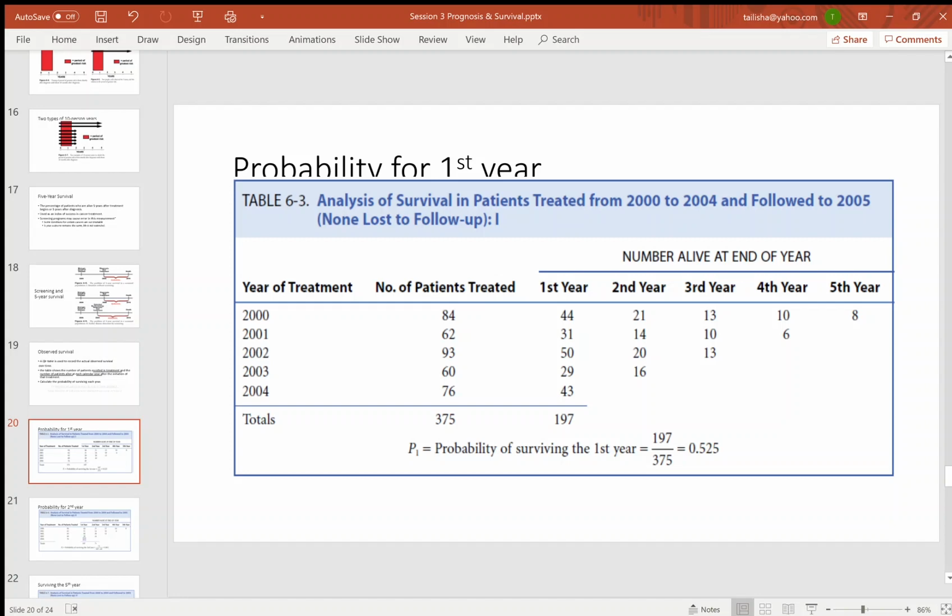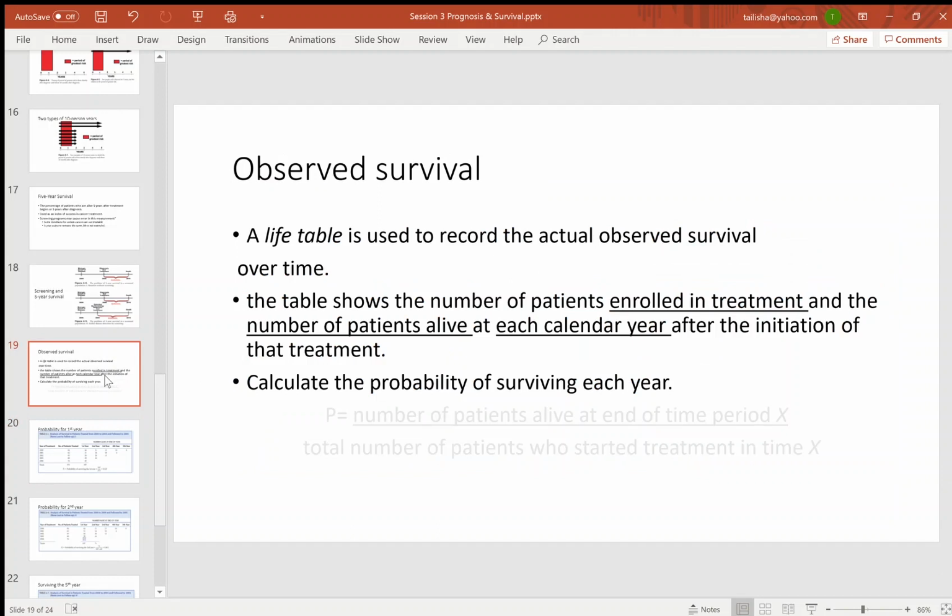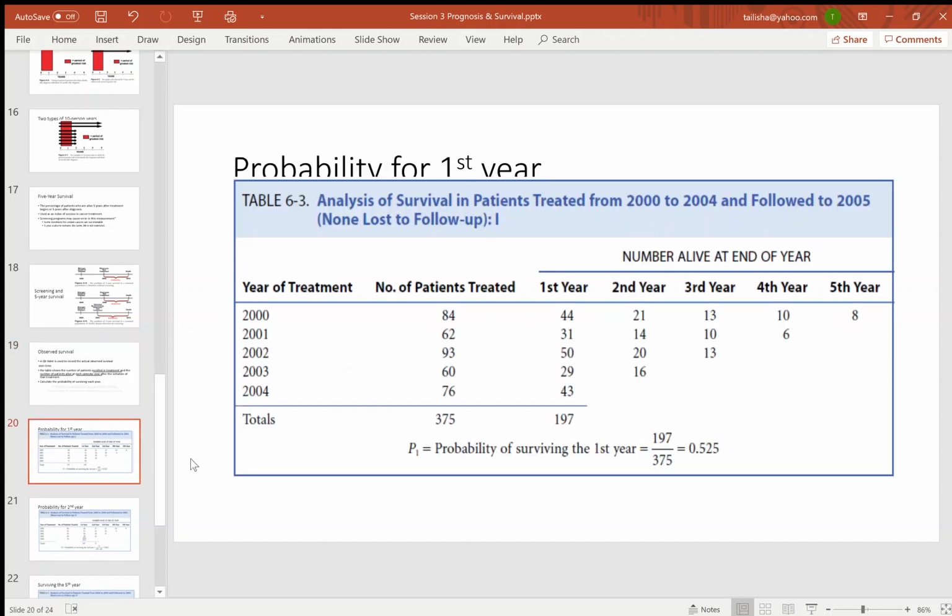So you want to know what is the probability of surviving the first year? And so if you look back at the previous slide, you're looking at the number of patients alive at the end of the time period, which is year 1, divided by the total number of patients who started treatment. So what is the total number of patients that started treatment after the 5 years? 375. So all of the people alive at the end are in your numerator, and all of the people who participated are your denominator. So what is your probability of surviving the first year? 0.525.